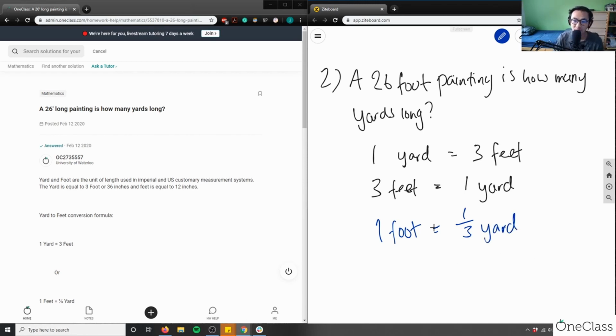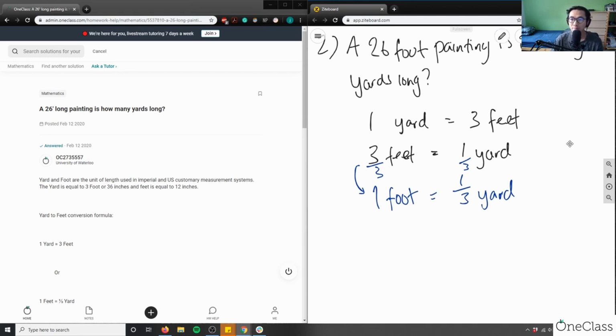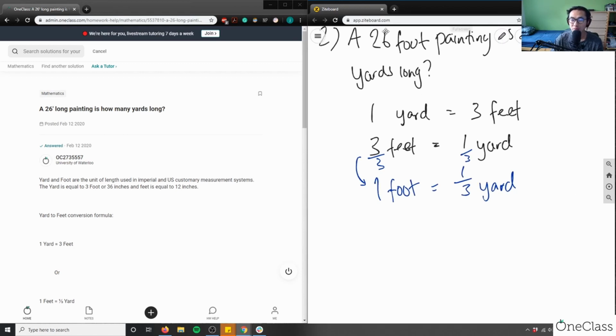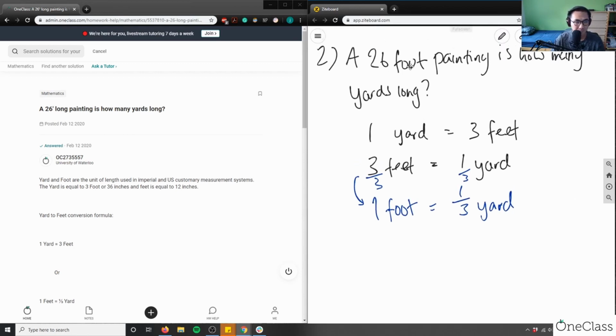Again, I'm dividing both sides by 3 to get this. 3 divided by 3 is obviously 1, and 1 divided by 3 is 1/3, right? So 1 foot equals 1/3 yard. And then what I would do is plug in this number here, 26. A 26 foot painting, I would plug it in for this side here. So multiply both sides by 26.